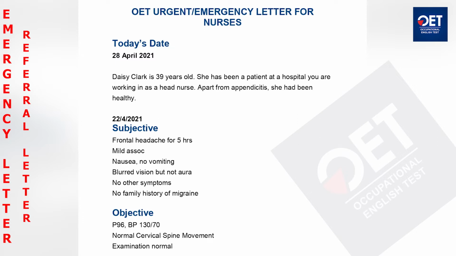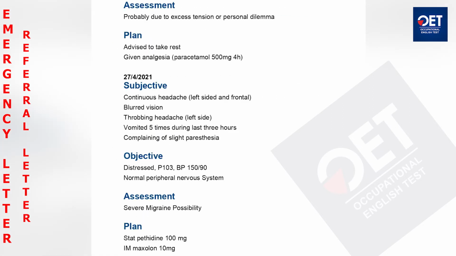Then objective means what you noted when you took the vital signs. Pulse rate and blood pressure are given, normal; cervical spine movement and examination normal. Assessment was probably due to excess tension or a personal dilemma. The plan is mentioned: advised to take rest and given analgesics. Then again, on 27th of April, she visited with a continuous headache that was left-sided and frontal, blurred vision, a throbbing left-sided headache, vomited 5 times during the last 3 hours, complaining of slight paresthesia. Objective: distressed, pulse rate is given, blood pressure you noted, normal peripheral nervous system. Assessment was possible severe migraine. Then the plan was about the medications.